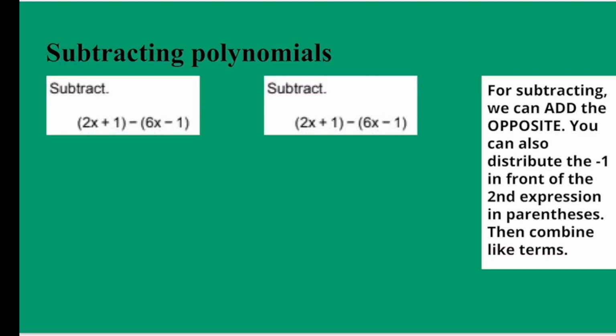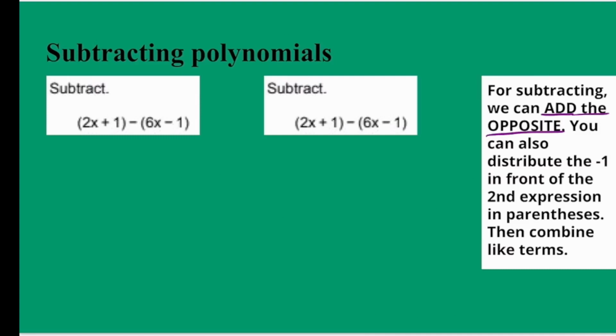Subtracting polynomials. So here we're going to subtract 2x plus 1 minus 6x minus 1. There are two ways to do this. I'm going to show you the way I typically explain this. For subtracting, you can add the opposite. So we add the OPP.